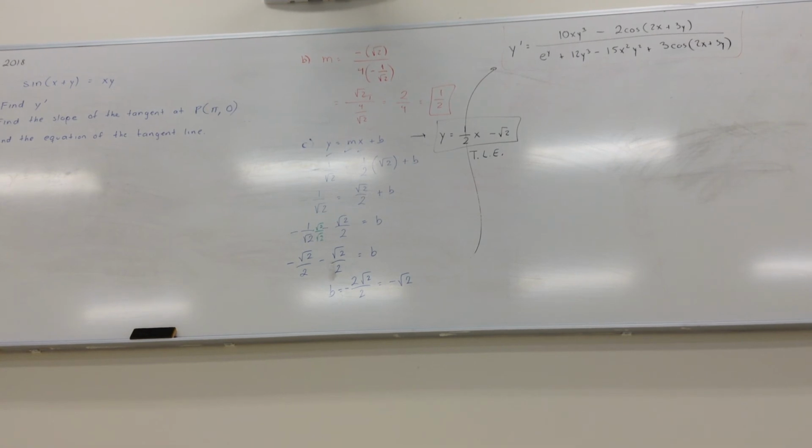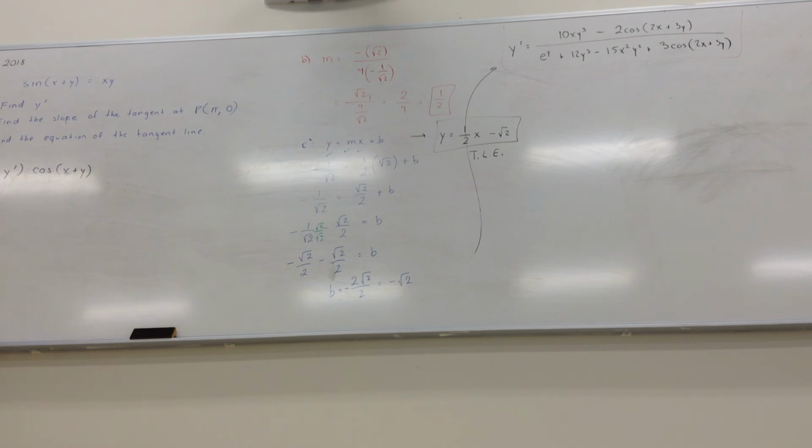Last example. Okay? Again, this one is a little trickier. We have a sine and a product, and the point is pi comma 0. If I want to find y prime for that one, what's my derivative? It's a general one. 1 plus y prime times cosine of x plus y.